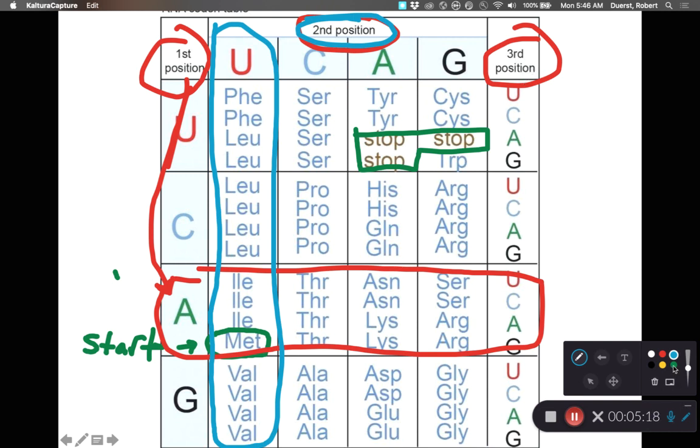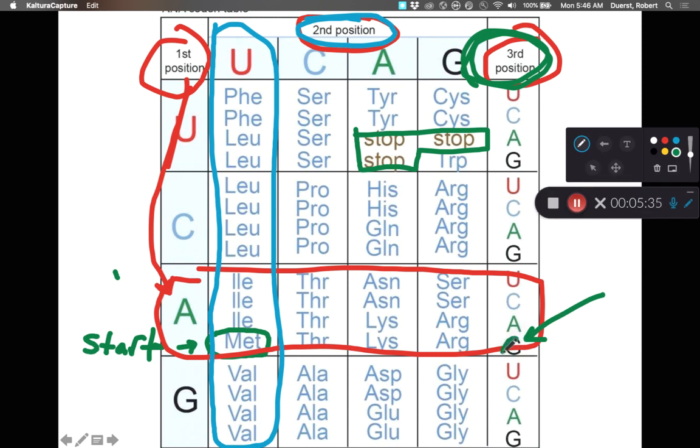And then for the third position, let's go with green. We have U, C, A, G. Methionine is at the bottom of the four. And we have the G down here, which I covered up in red. Let me make a G for you again. There's our G in third position. So A, U, G corresponds to that methionine right there. And that's how we read the genetic code.